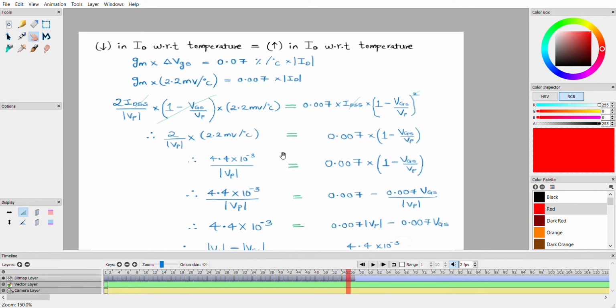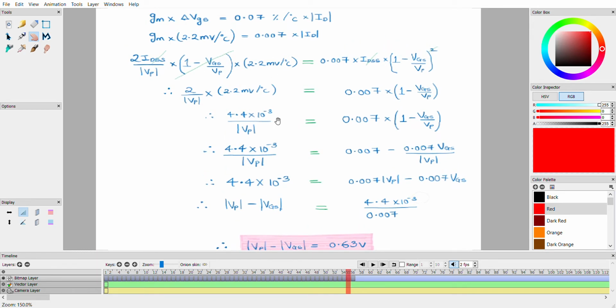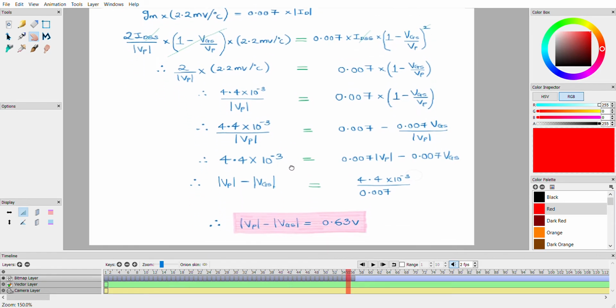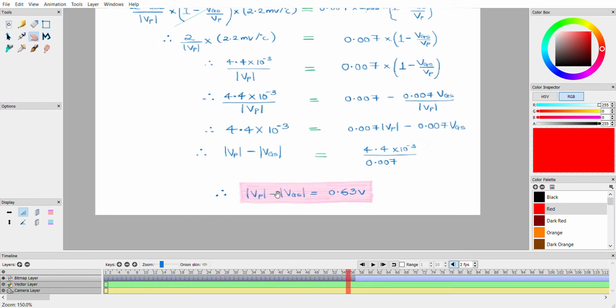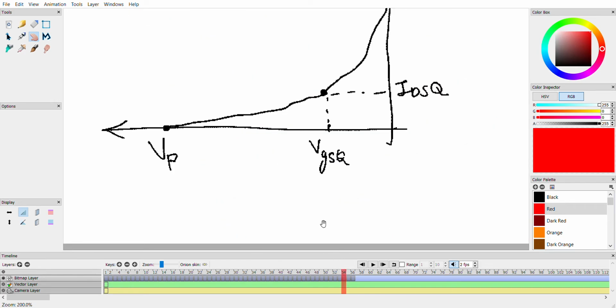You don't need to worry about it. I had provided this image in my post, and the link of that post I had given in my description box. It's a simple mathematical calculation. I hope you will be able to do that. Just have to equate the equation, and at the end you get this equation, Vp minus VGS is equals to 0.63 volts. So this particular equation is very much important to understand, to clarify the whole of this concept. Okay, so I'll zoom it out.